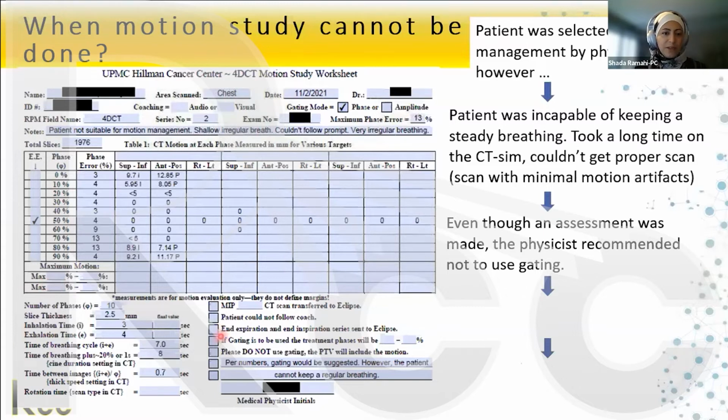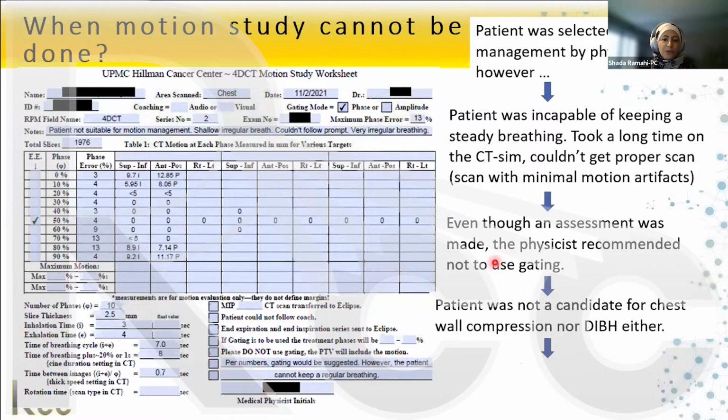So the physicists in this case did the study as expected, and then they put in the recommendation here. The recommendation is that we don't treat this patient with phase gating, so don't use gating. And then we try to look for other options like chest compression. Let's try to push the patient's chest wall a little bit. When you're putting the chest compression, you're putting it on the abdomen beneath the diaphragm, so you're restricting the expansion of the diaphragm. That should hold the breathing a little.